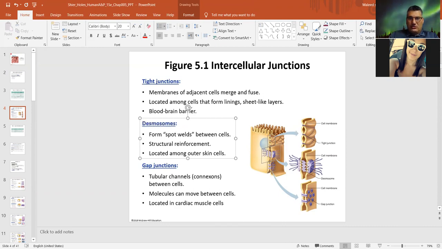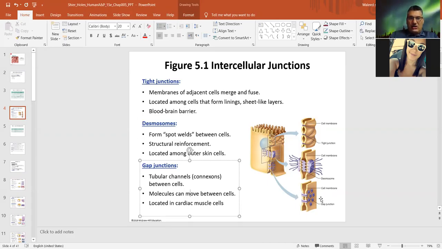The next one is called the desmosomes. The desmosomes, which is this picture right here, there is a gap in between the cells, but the cells are connected by spot welding, something that's welding these adjacent cells together. And the example of that is the outer skin. It has this type.